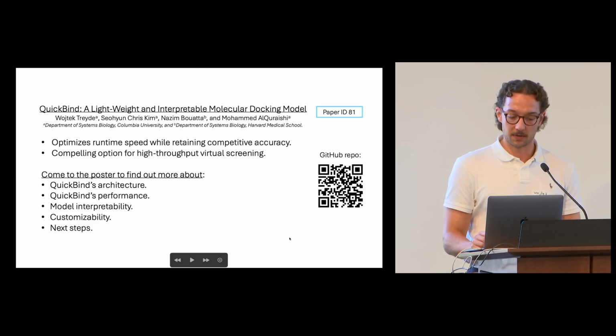So in a nutshell, QuickBind optimizes runtime speed while retaining reasonable accuracy and is therefore a compelling option for high-throughput virtual screening. And if you want to learn more about QuickBind's architecture, performance, model interpretability, or customizability, come to my poster.